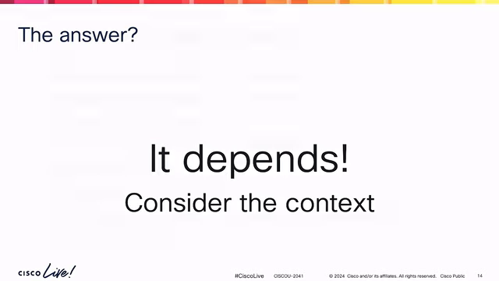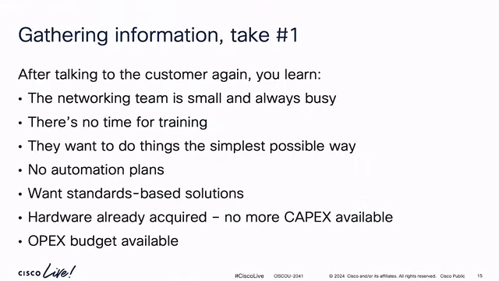So we're going to take the first version here, where you sit down, have a talk, and they say, okay, we don't have a big team, it's a small company, and they're always busy, and they don't have time for training, and they want to do things simple. Because of the skills, they don't have everything ready, so they don't have any automation plans, and they want something standard. They also don't have much CapEx, capital expenditure, so that means if you buy a piece of equipment, that's a CapEx, and OpEx is operational cost, right? So you can't buy additional hardware, except for the new site. You can't buy anything for the existing site, you can only buy for the new site.